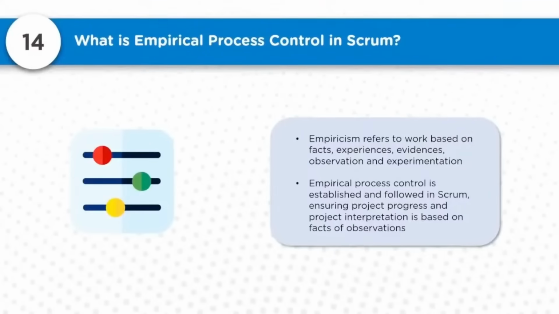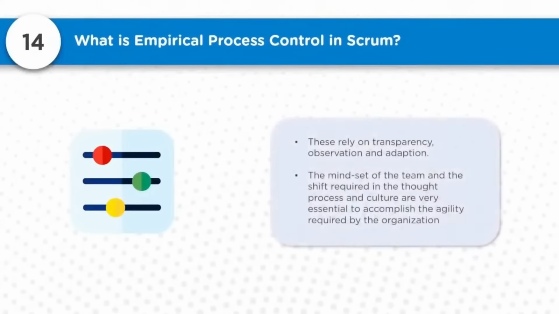Any decisions we make, any progression we make should always be based on ground facts and actual pictures. We should not deviate from it. So these rely on transparency, observation and adaptation. Obviously when you are working on the ground reality, so you are working on the actual data, it is transparent, it is on the observed data.